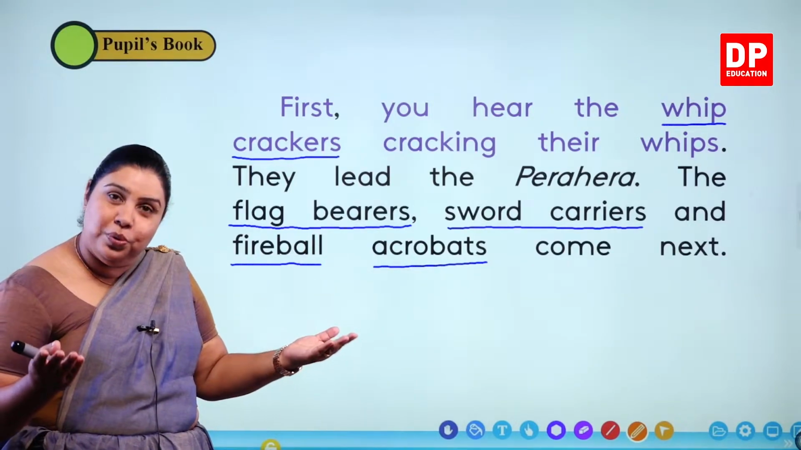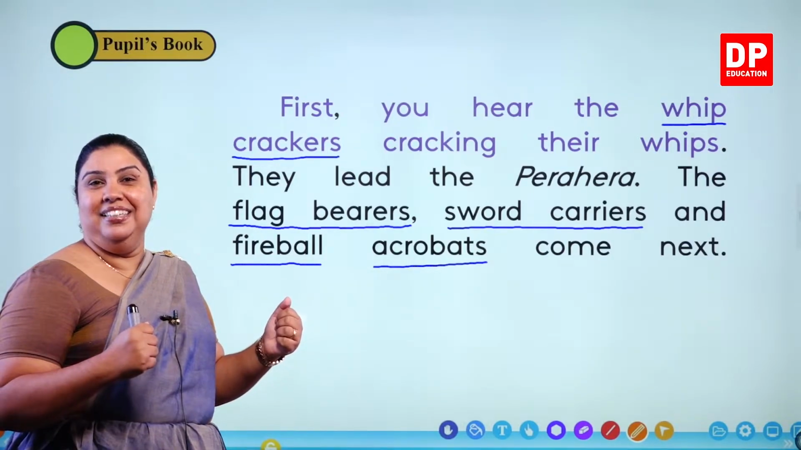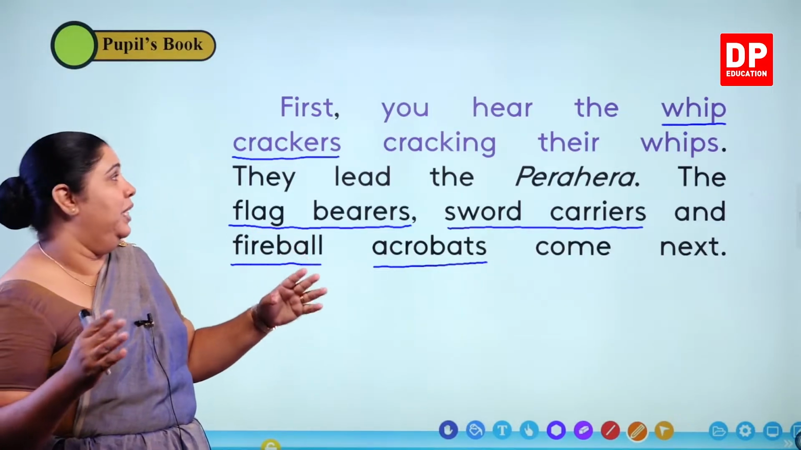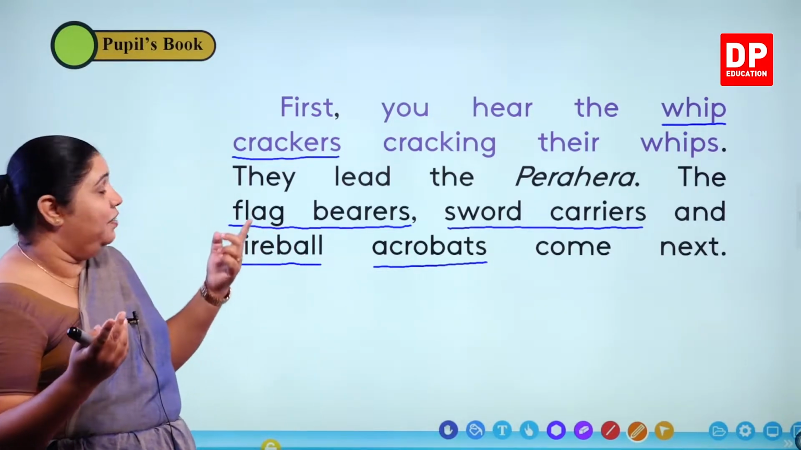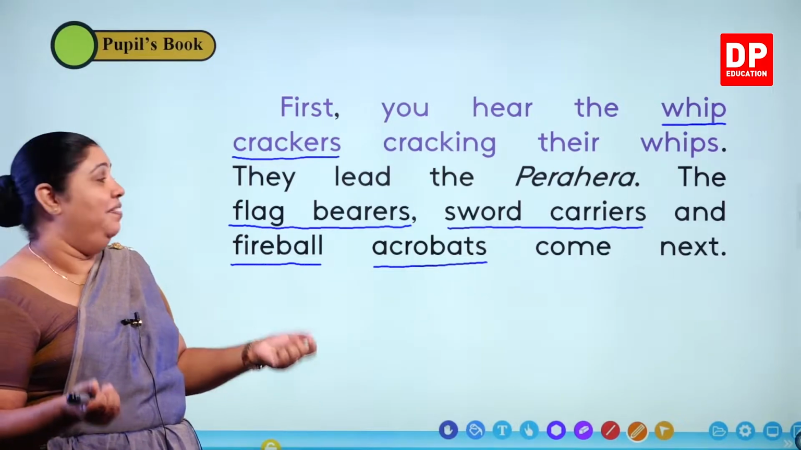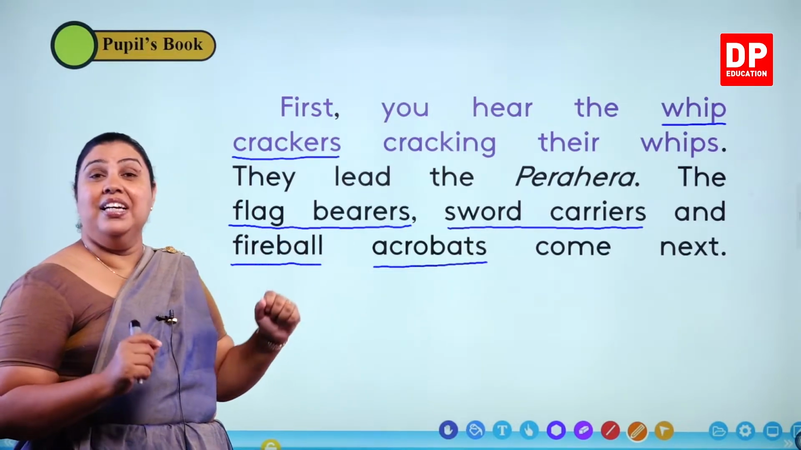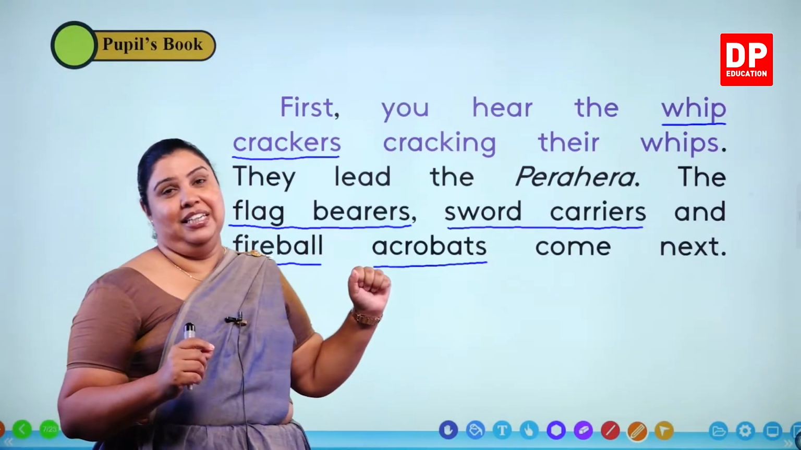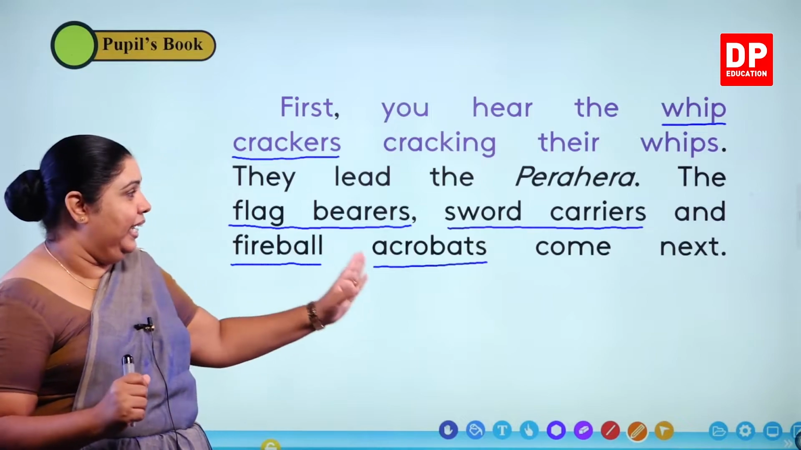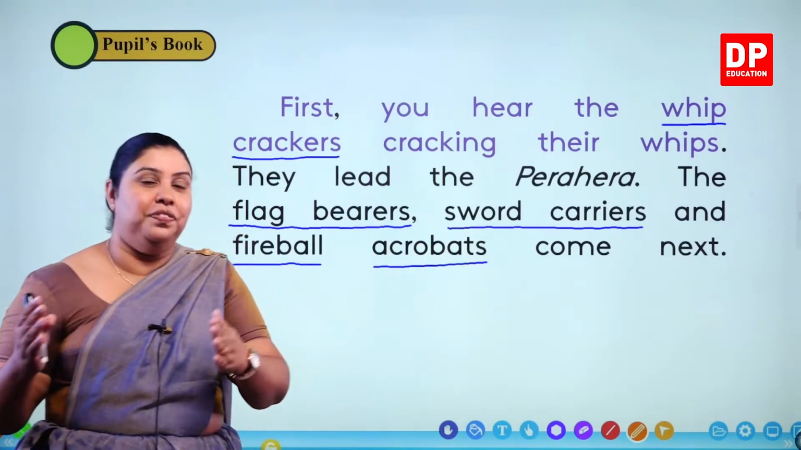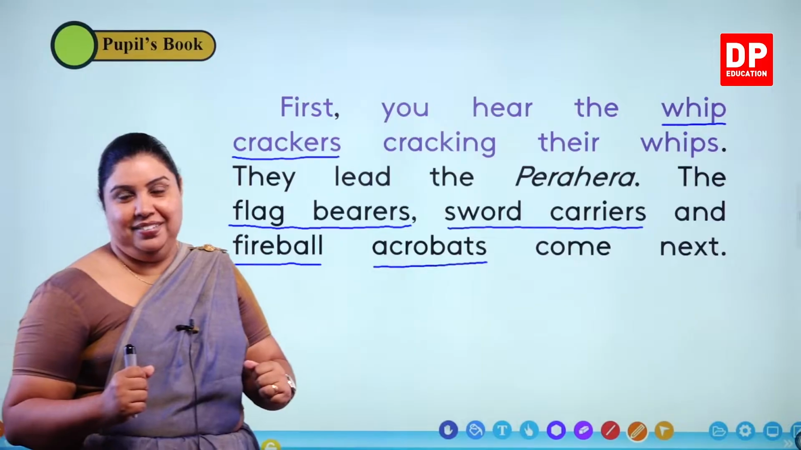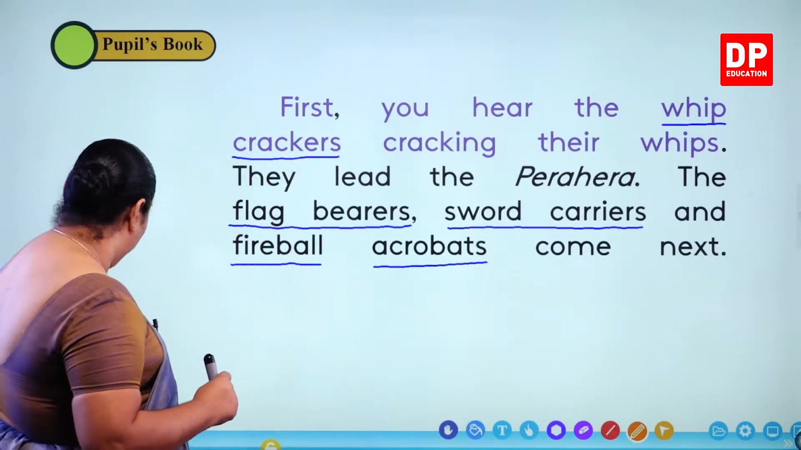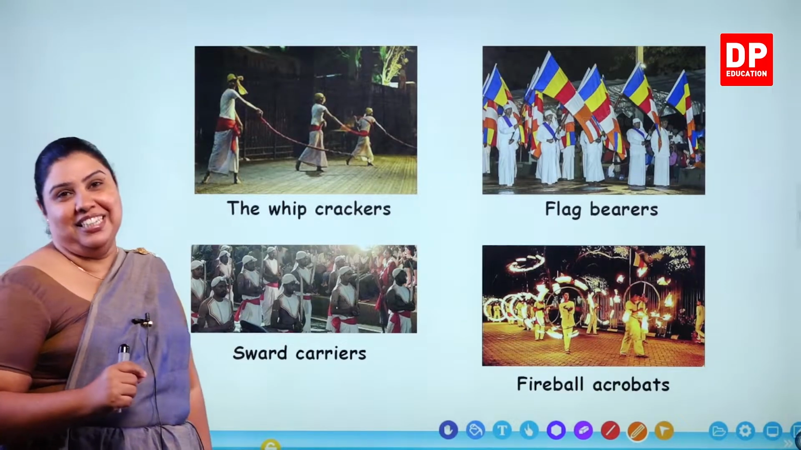See what a lot of new words you can learn in English. So these are the things that you have to remember. We learned the word whip cracker, we learned the word flag bearers, we learned the word sword carriers, and another special word, fireball acrobats. They come next. So that is the order of the way they come in the perahera. Now we are going to take a look at the pictures. I have brought you all those pictures like this.